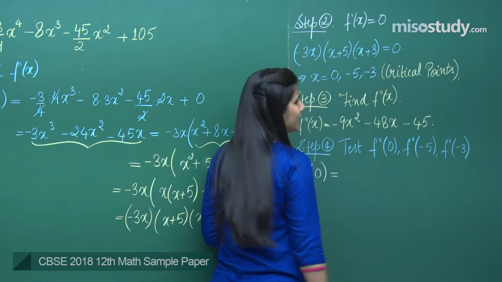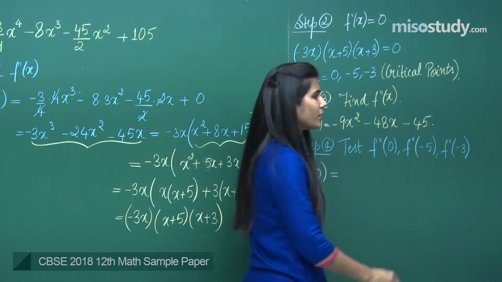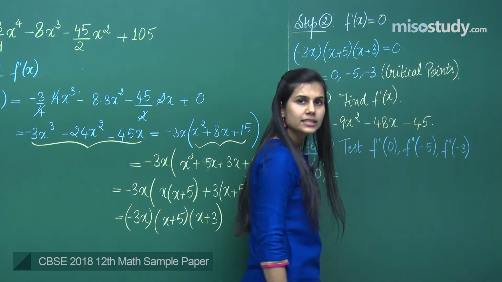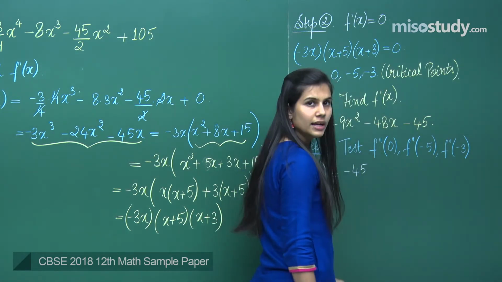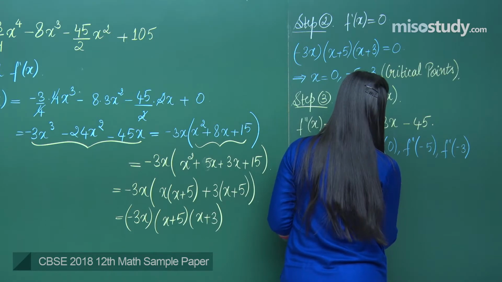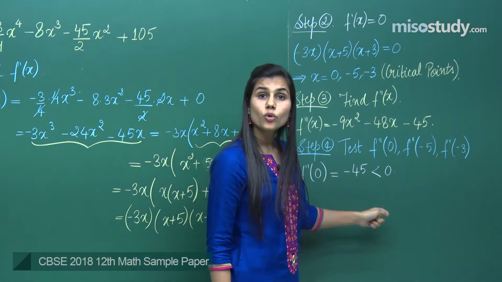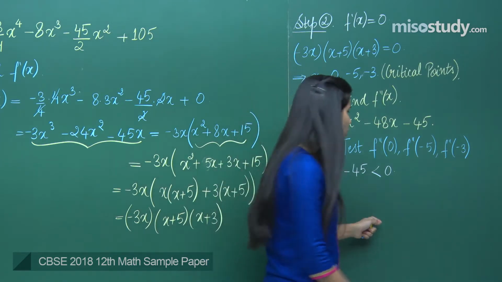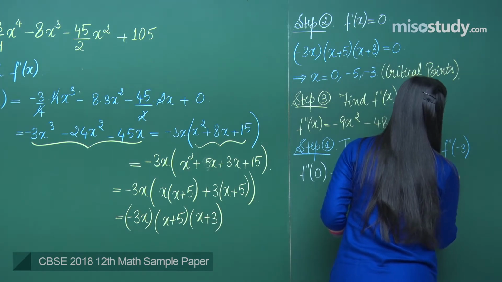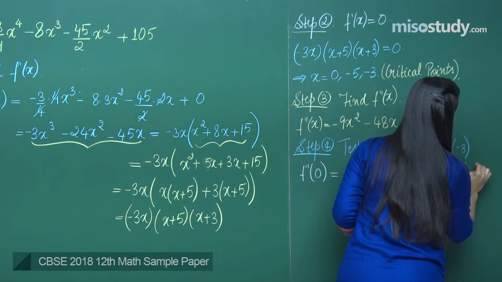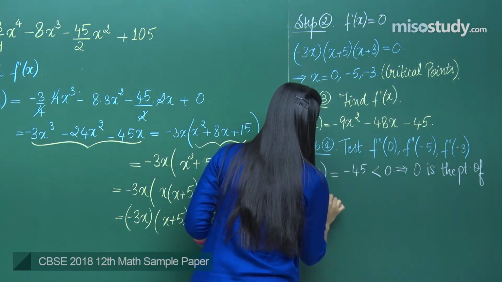What is f double dash 0? Now f double dash x is this, so f double dash 0 will be what? Put in place of x, put 0, you are going to get a minus 45. And this is less than 0, isn't it? That means f double dash 0 is strictly less than 0. This means 0 is the point of what? Local maxima.